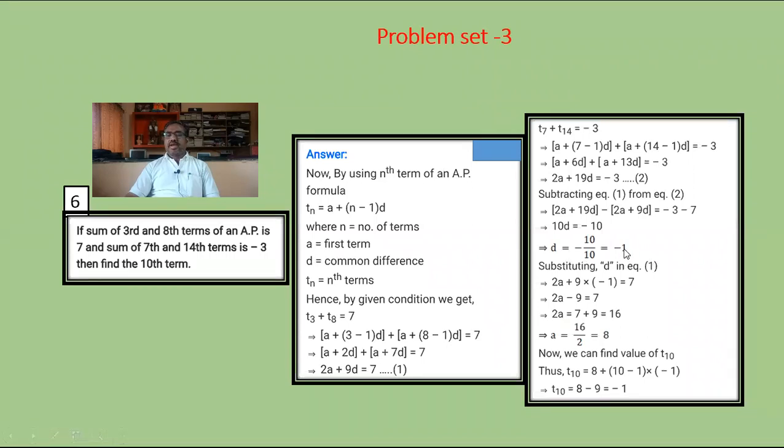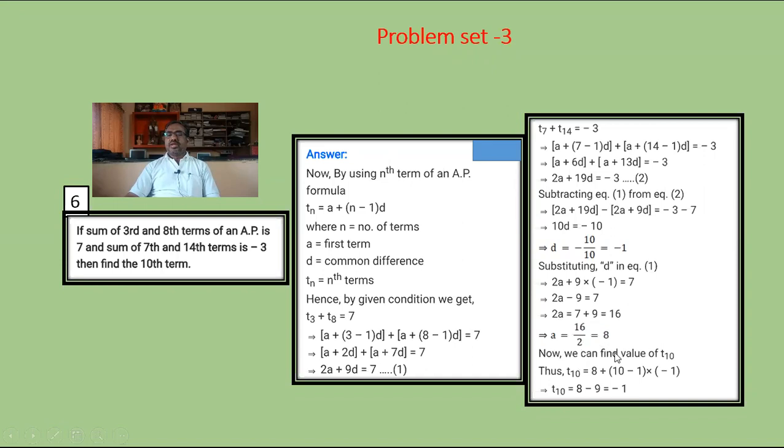The value of d is minus 1, substitute in equation number 1, we get 2a plus 9d is equal to 7. The value of d is equal to minus 1. 2a plus 9 multiply minus 1 is equal to 7. 2a minus 9 is equal to 7. Minus 9 goes on the RHS, then we get plus. 2a is equal to 7 plus 9 is equal to 16. 16 divided by 2, 2 eights are 16. a is equal to 8.